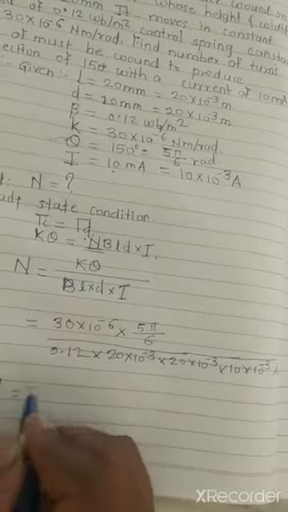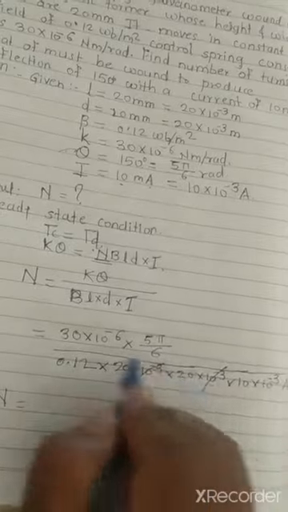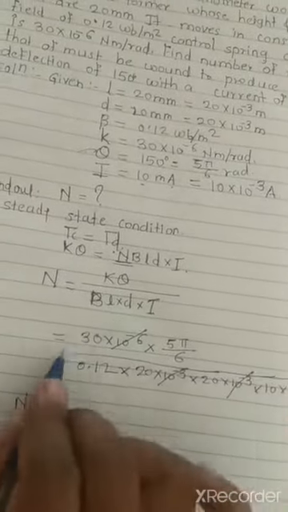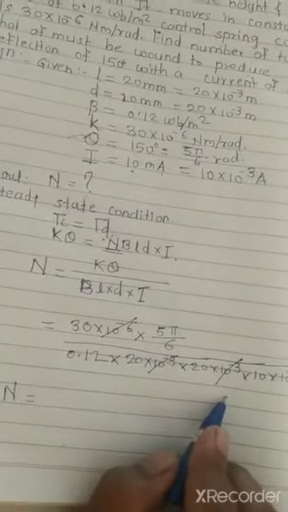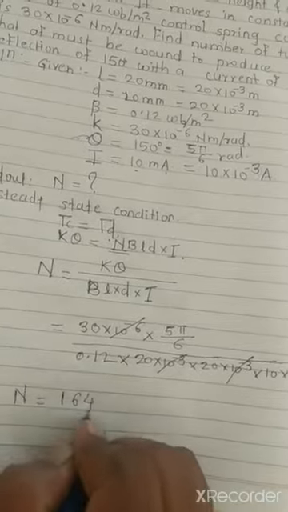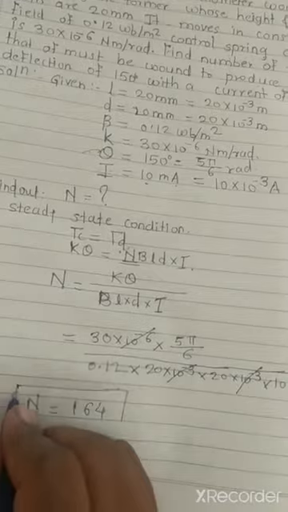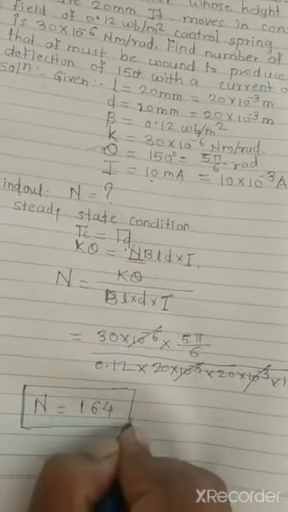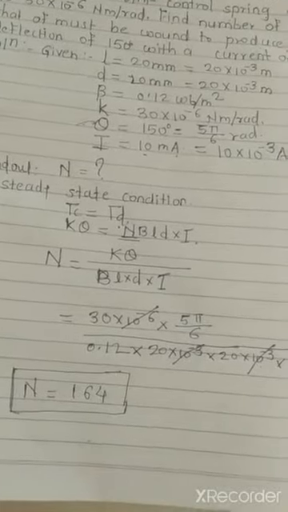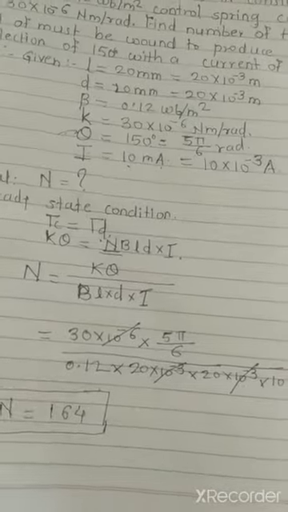Now do the calculation. This 10 raised to minus 3 means minus 6, cancels with this minus 6. Now do the remaining calculation by using a calculator. You will get the number of turns. The value is 146 because the number of turns is a complete number. Hence you will get N is equal to 164 turns are there to produce the deflection of 150 degrees.